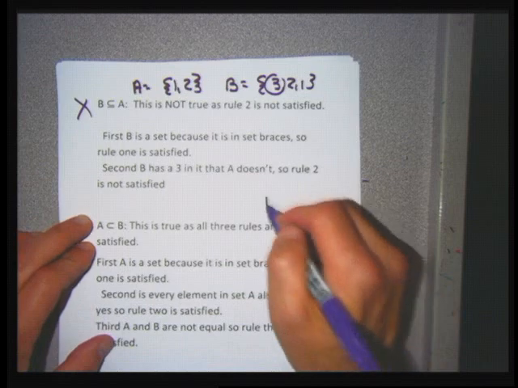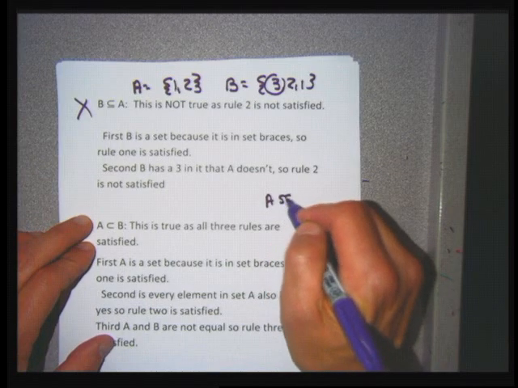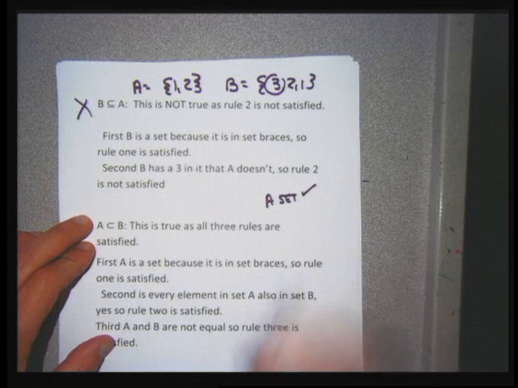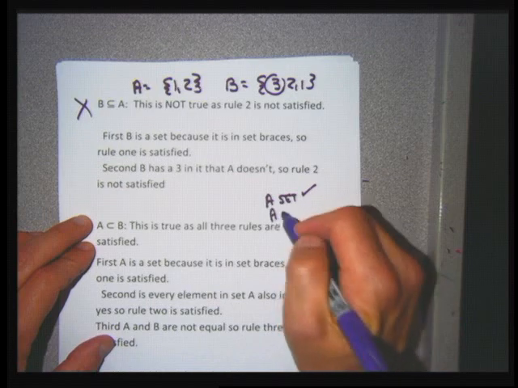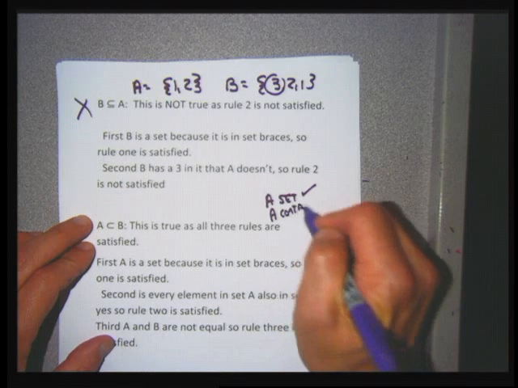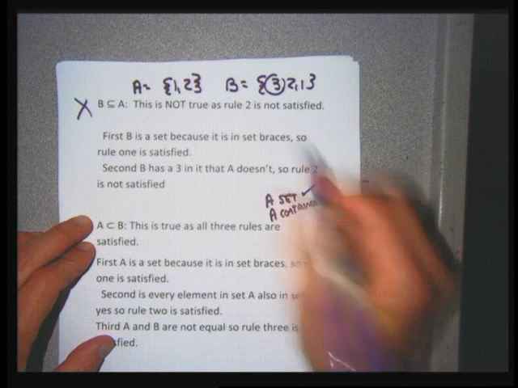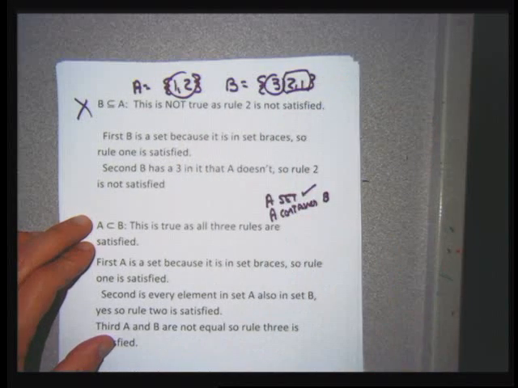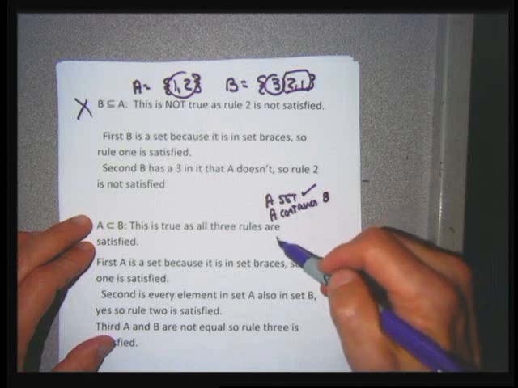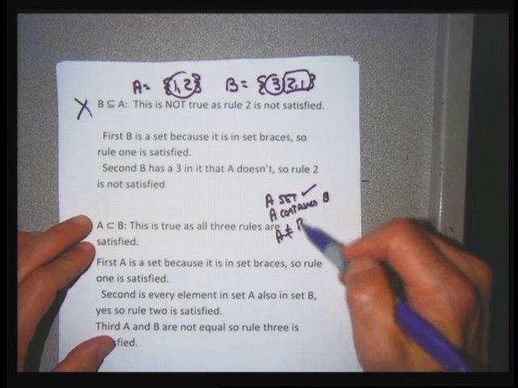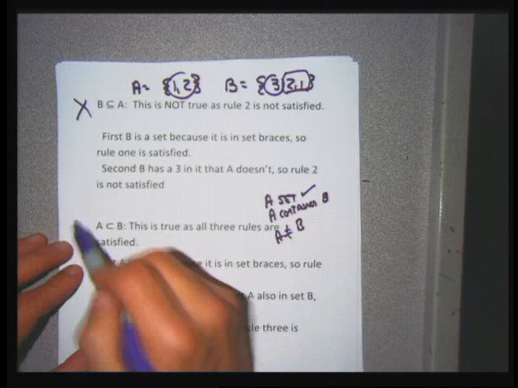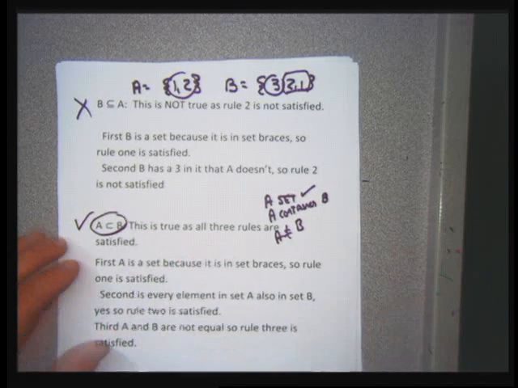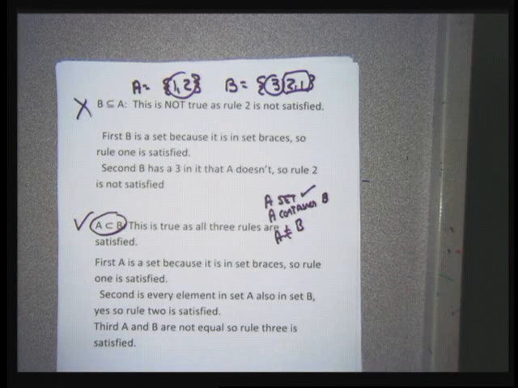One, A has to be a set, and it's a set because it's in the set notation. Two, A has to be contained in B, and A has the numbers 1 and 2, B has the numbers 1 and 2, A is contained in B. And to be a proper subset, A is not allowed to equal B, A doesn't equal B. So A is a proper subset of B is going to also be in my answer.